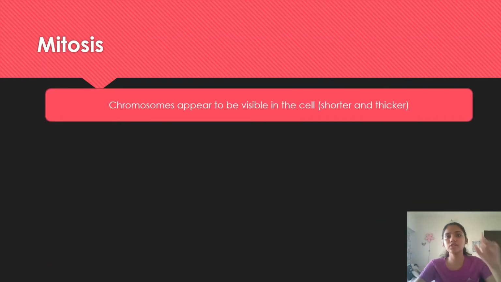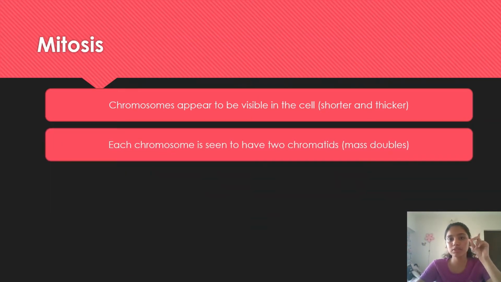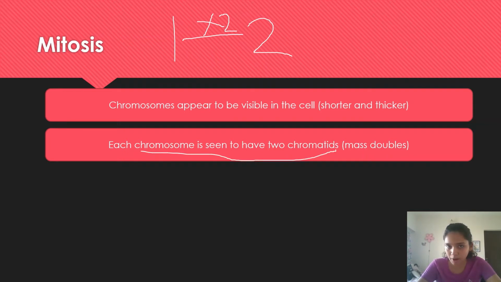Okay, so first chromosomes appear to be visible in the cell, and they appear to be shorter and thicker. That's why you can see them right before mitosis. Each chromosome is then seen to have 2 chromatids. As I showed you, they replicate themselves and form a chromatid each. So because 2 chromatids are formed from one chromosome, the mass doubles. This came in the March 2020 theory paper. The mass doubles for mitosis because each chromosome is seen to have 2 chromatids.